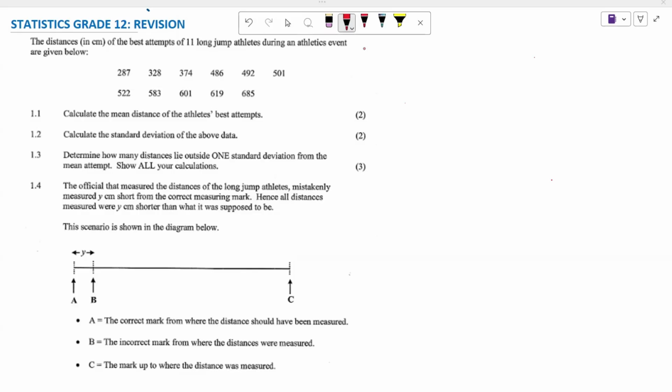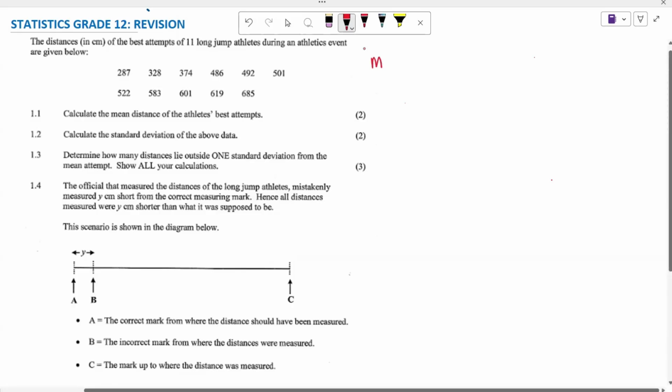So what do we know for this one? We know that there are two ways in which we are going to do this, right? You can find the mean by simply using the calculator method or by using the manual method. Personally, I prefer the calculator method, so I think that's what we are going to do in this particular case.